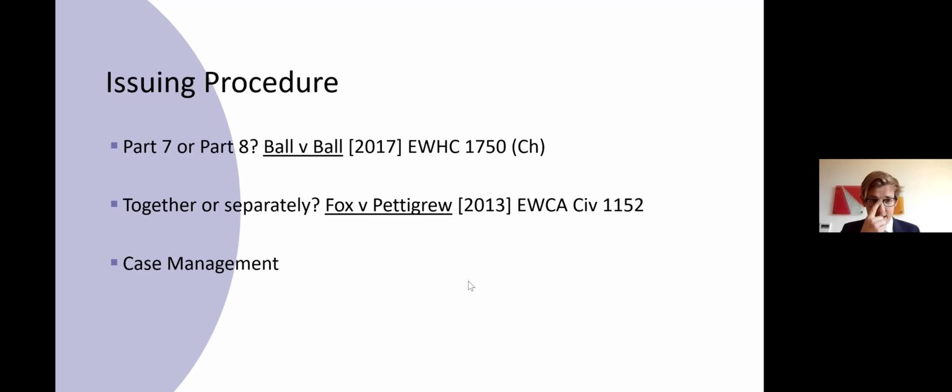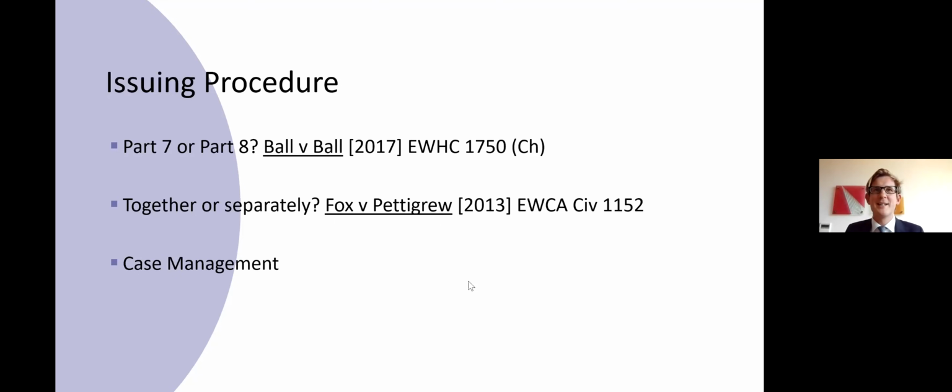Next question, Emily. Once a claim has been issued, should you request the two claims are consolidated, request the court stay the Inheritance Act claim pending the outcome of the probate claim, request the two claims be listed together, allow the two claims to proceed independently? 5, 4, 3, 2, 1.